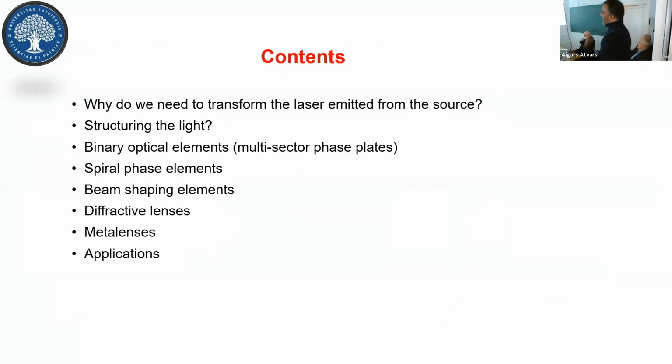The contents of my topic. So first, why do we need to transform the laser emitted from the source? And second, what does it mean by structuring of the light? And in order to transform the structure of the light, we have investigated different kinds of optical elements. Some of the elements I'm presenting over here are binary optical elements, which are also called multi-sector phase plates, spiral phase elements, beam shaping elements, diffractive lenses and meta lenses. Finally, I will conclude with applications.